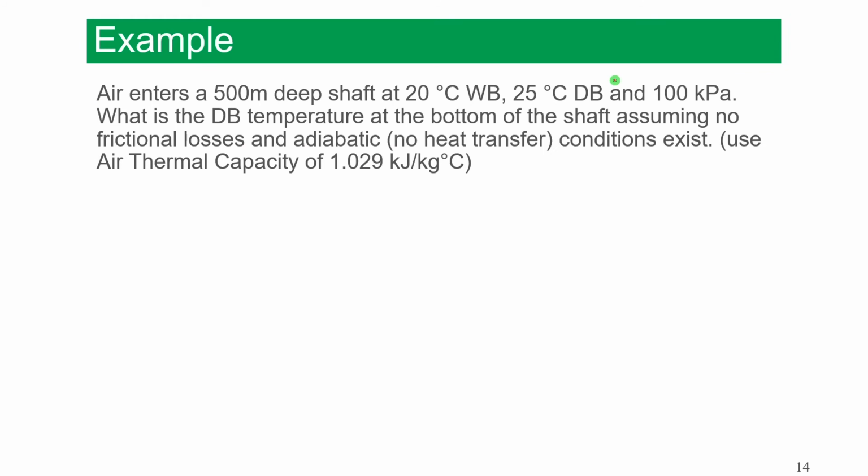Let's look at this example. Air enters a 500-meter deep shaft at 20-degree wet bulb temperature and 25-degree dry bulb temperature and 100 kilopascal pressure. What is the dry bulb temperature at the bottom of the shaft, assuming no frictional losses and adiabatic conditions exist? So there's no heat transfer from surroundings to air. The air thermal capacity is given as 1.029.